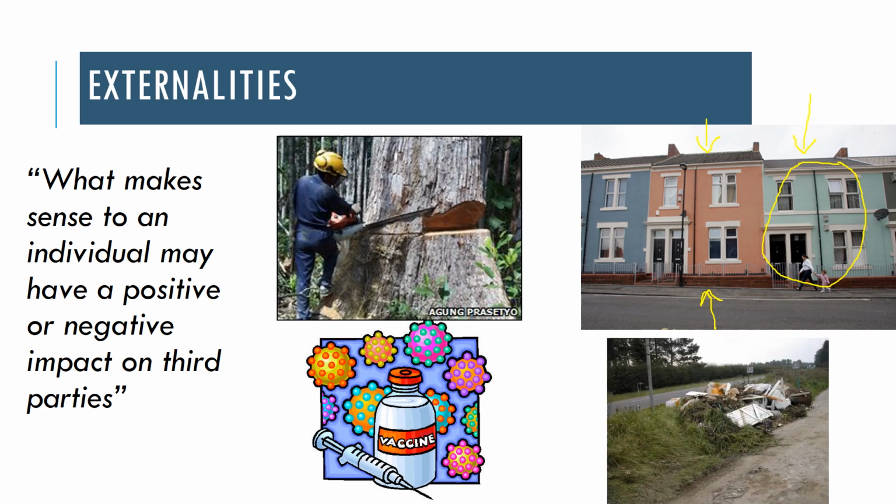Final example here might be something like fly tipping, leaving your rubbish by the side of the road. It might make sense for you to undertake that transaction, but third parties, the people who live in the area and have to deal with all the damage to the environment, and it's a bit of an eyesore, those people would feel a negative effect, would be affected negatively. So an externality is when we have a positive or a negative impact on a third party who didn't make or produce the initial transaction.